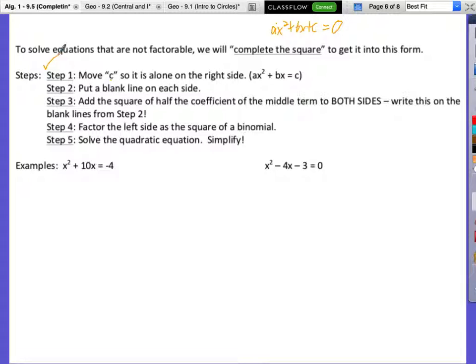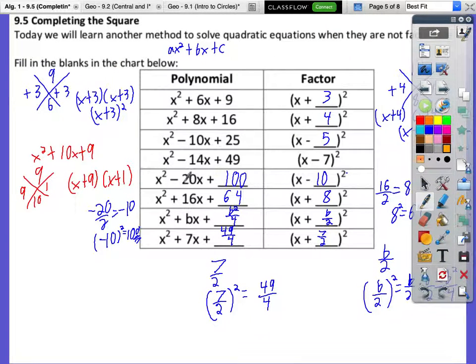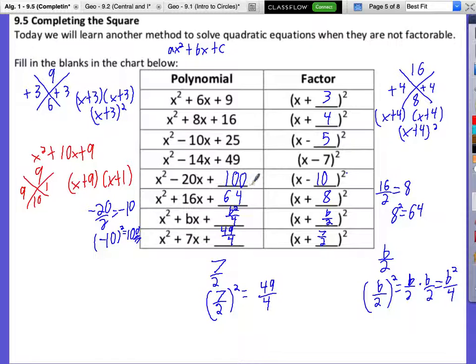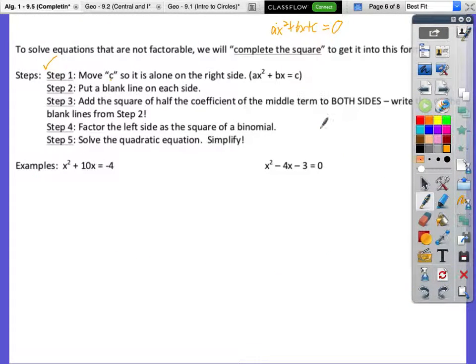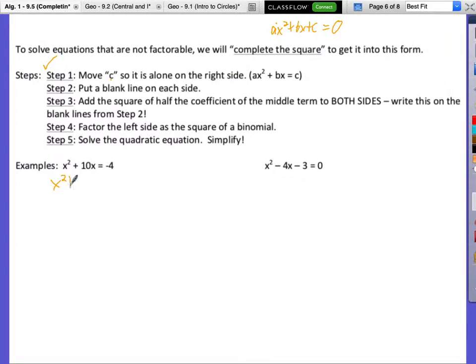What's our second step say? Put a blank line on each side. So just like right before, we had like x squared minus 20x plus blank. We're going to do that same kind of thing. We're going to do x squared plus 10x plus blank equals negative 4 plus blank. So I want you to write that in there. It's always going to be plus blank.